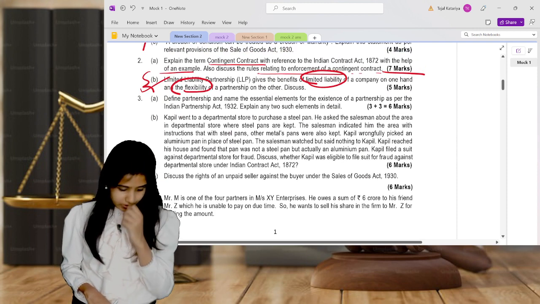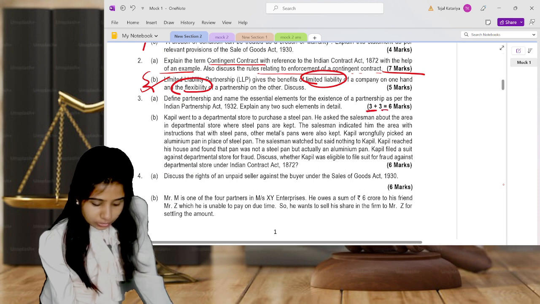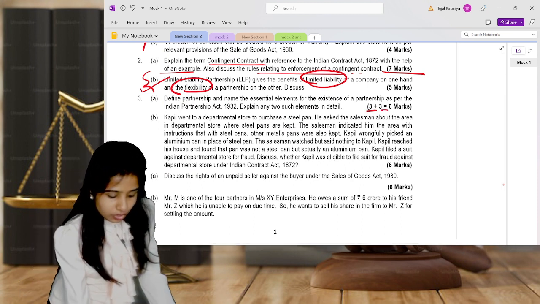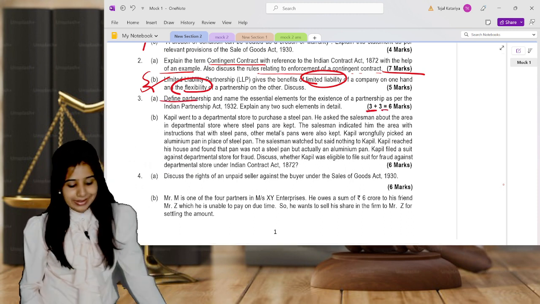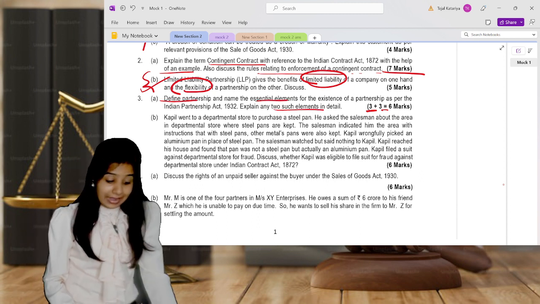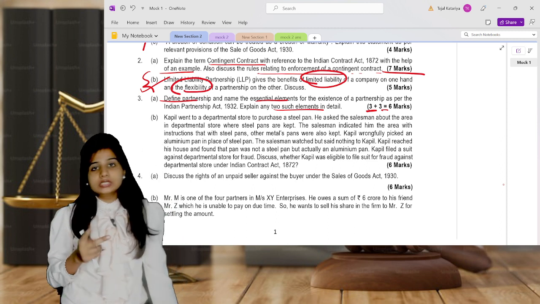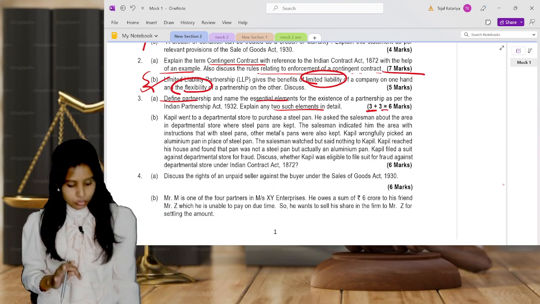The next is question number 3. Define the partnership and elements. Now they have given the distribution of marks also, 3 and 3. So first of all, defining partnership, you will get 3 marks, and then writing essentials and defining partnership and elements, you will get 3 marks, and defining out of these elements any 2 elements will give you 3 marks.